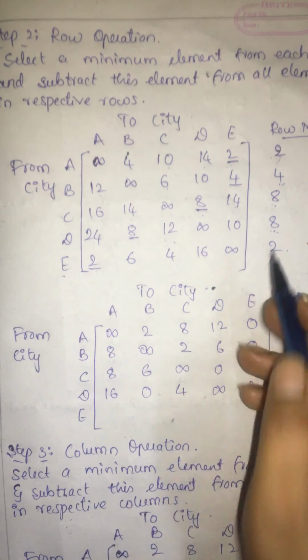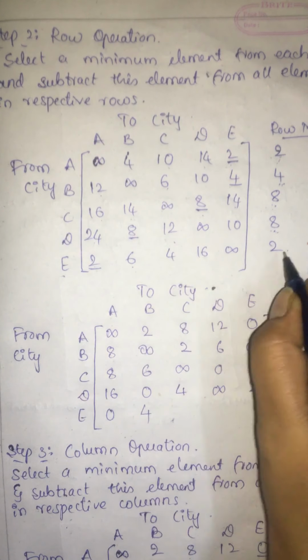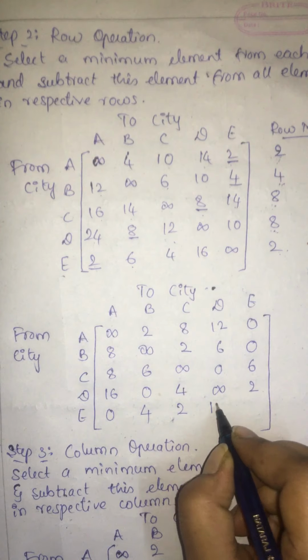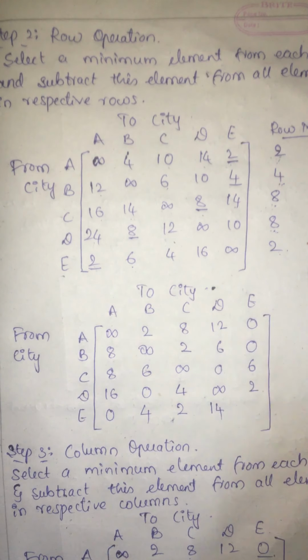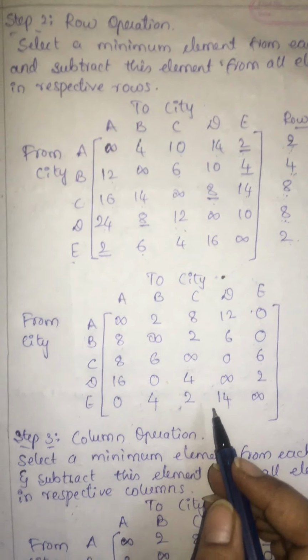Next, 2 minus 2 is equal to 0. 6 minus 2 is equal to 4. 4 minus 2 is 2. 16 minus 2 is 14. Infinity minus 2 is infinity. So this is what we call a row operation. Okay. Next, follow the third step.